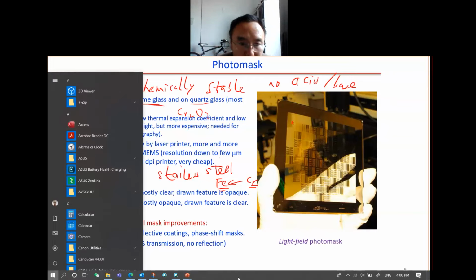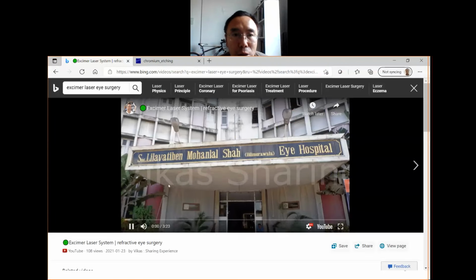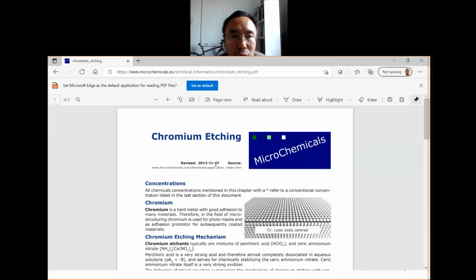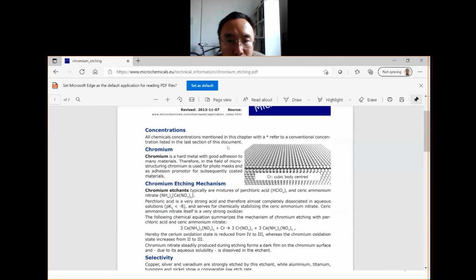So here is the chrome etchant. We use a lot of chrome etchant in the lab because we pattern chrome very often. We use a mixture of perchloric acid, which can be replaced with nitric acid, and ceric ammonium nitrate. This one is unique, it has to be like this, but the first one can be replaced. So this is the chemical reaction. We don't have this mixture by chance.